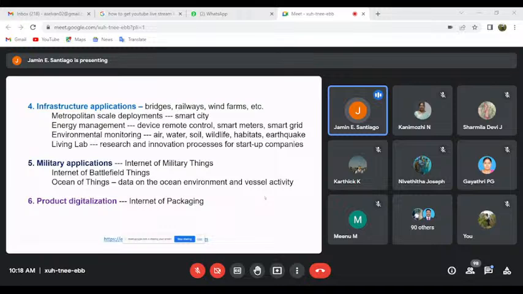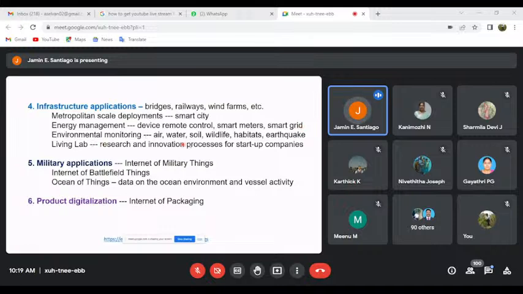For infrastructure applications, so far we have not made any devices for bridges, railways, and wind farms. Not yet. For the smart city, also, no, we have not yet made any device for this. But for energy management, we have made some devices, smart meters, and we are researching the smart grid. The most common project will be in environmental monitoring, condition of air, water, soil, wildlife habitats, earthquake. There are so many projects about this. And the sensors are already mature enough, and also inexpensive enough, to be used in student projects.